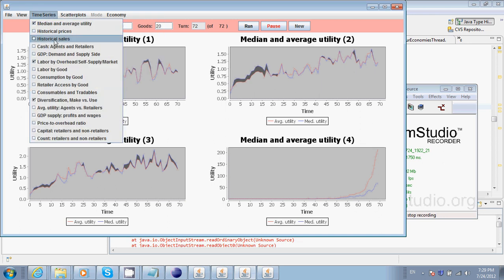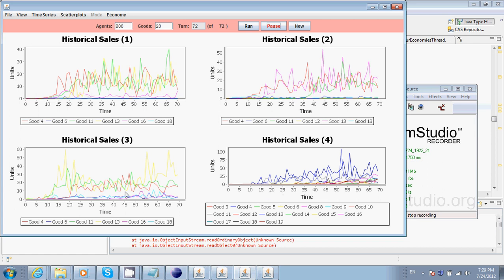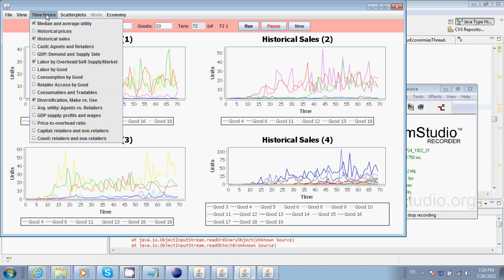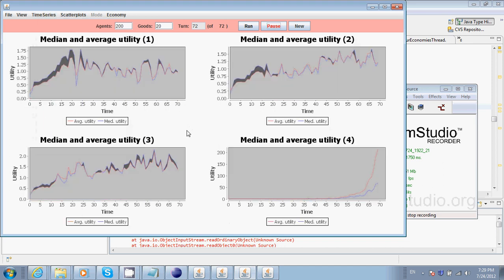We can look at historical sales. So you see, these guys are not consuming more than 40 of anything, 50, 60, so a little bit more consumption here, way more consumption here. By the way, one thing to bear in mind about these utility charts: these guys are saving more, so they actually get less utility because they put some of that into the capital. So they are actually more productive.